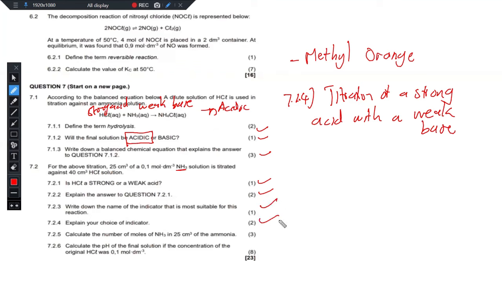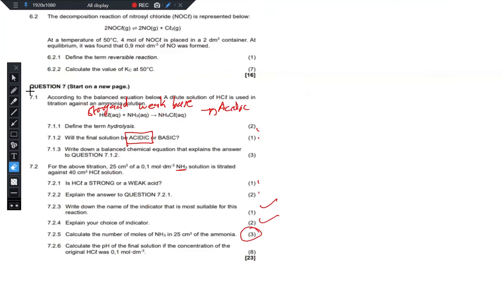Now, that is in the bag. Obviously, we have talked about 3-mark questions: formula, substitution, correct answer. So it should be easy to calculate the number of moles right there, because all you are going to say is C is equal to n over V for 7.2.5. Now, are we given the concentration? They say calculate the number of moles of NH3 in 25 centimeter cube of ammonia. And then here for the above titration, 25 centimeter cube of 0.1 mole NH3. This is the ammonia we are talking about.